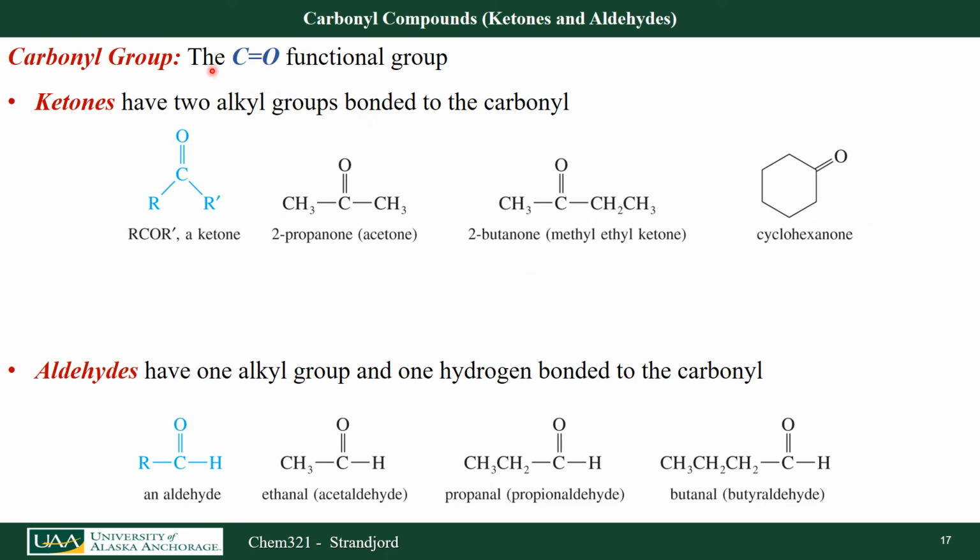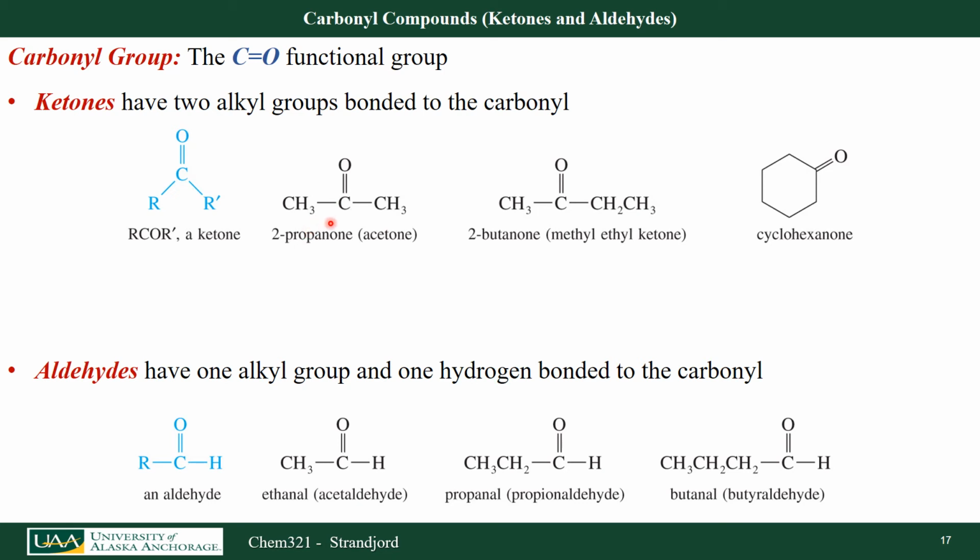A carbonyl group is a carbon with a double bond to oxygen. That is considered a functional group. Ketones are 2 alkyl groups bonded to that carbonyl group. So my carbonyl group again is the carbon double bond oxygen. I have 1 generic alkyl group attached to it and a second generic alkyl group attached to it. We name these by finding the longest continuous carbon chain. That's going to be 3 carbons, so it's propane.